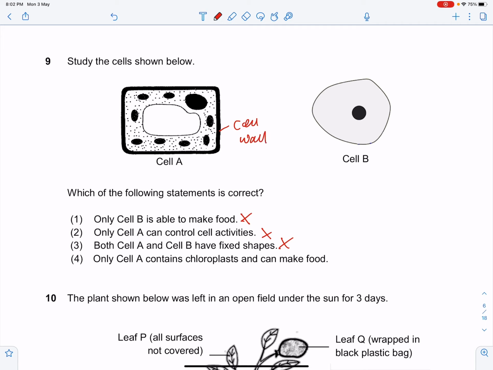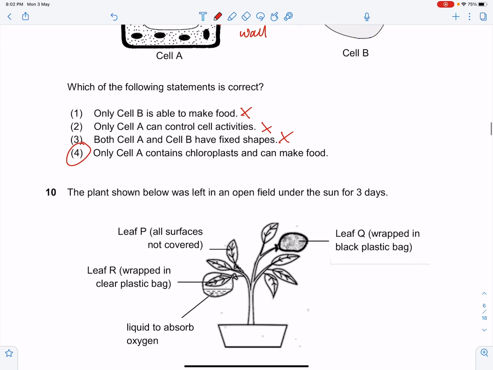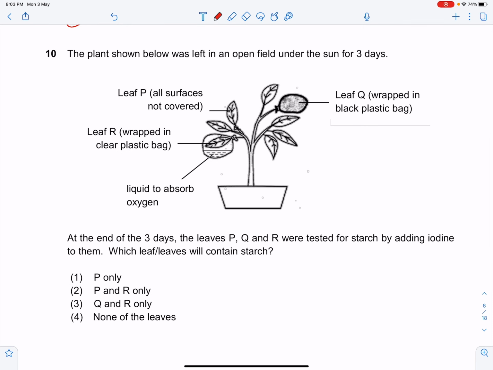Only cell A contains chloroplast and can make food. Yes. And if you don't know, these are your chloroplasts. So answer is number 4. Very straightforward. Moving on to question 10.